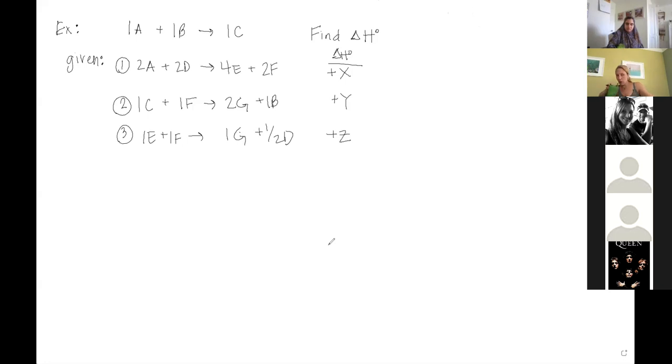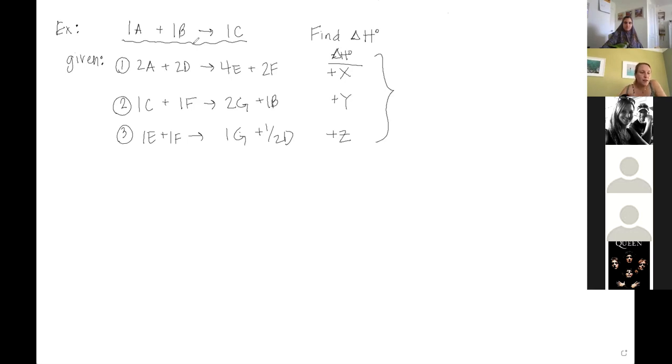Okay, so we have this starting equation. We have these given equations with their enthalpy of reaction values that are given. So we need to use these equations to form this equation. That's our overall goal. So we want to combine some sort of combination of these equations to make this final equation of 1A plus 1B goes to 1C.